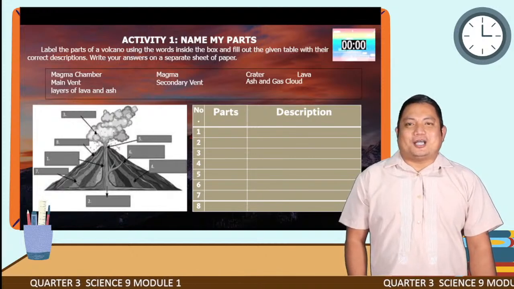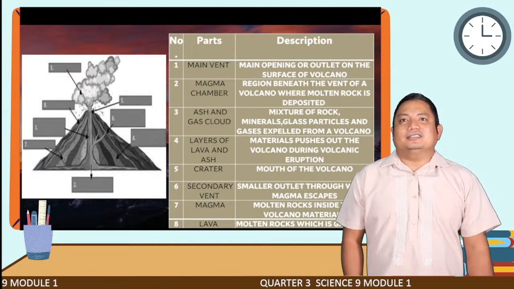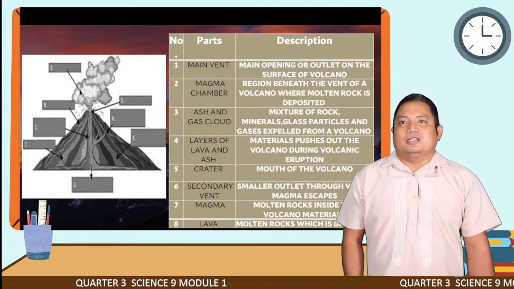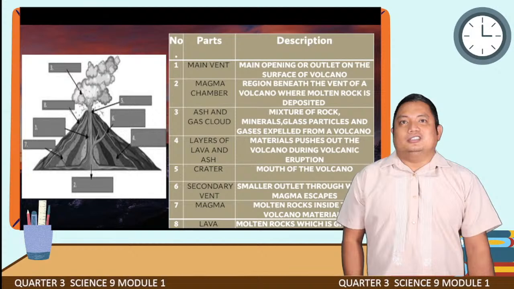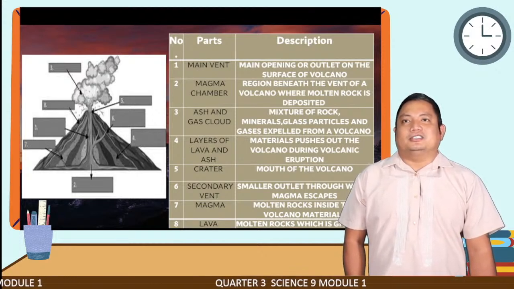Okay, time's up. Let's check your answers. So your number one is main vent. That is right, the main opening or outlet on the surface of the volcano. Number two is the magma chamber. It's the region beneath the vent of a volcano where molten rock is deposited.